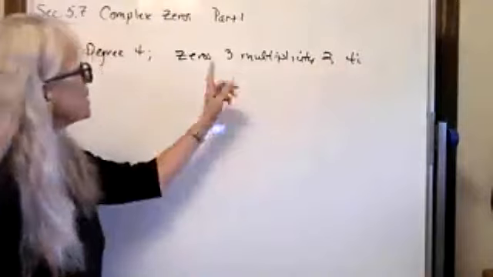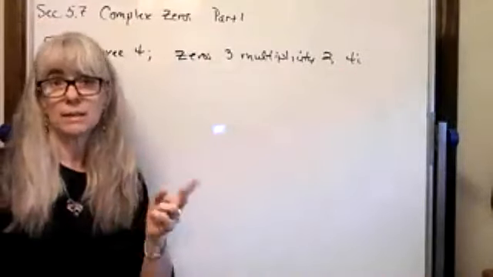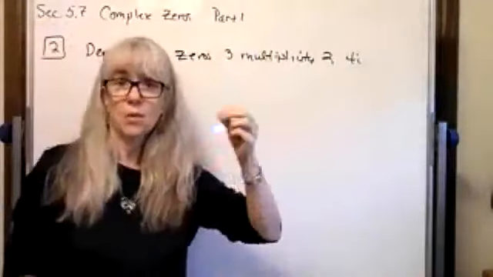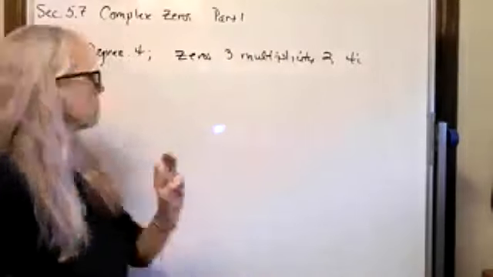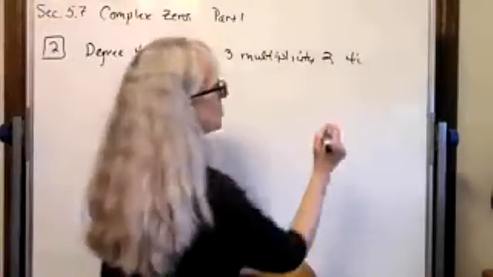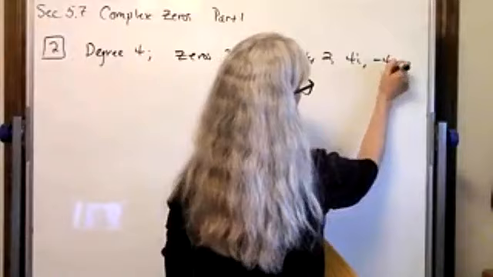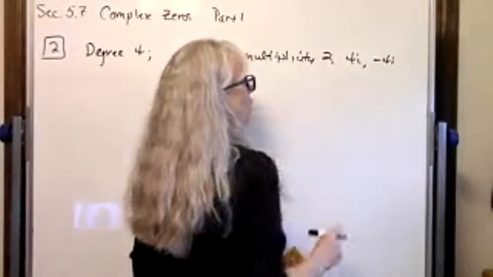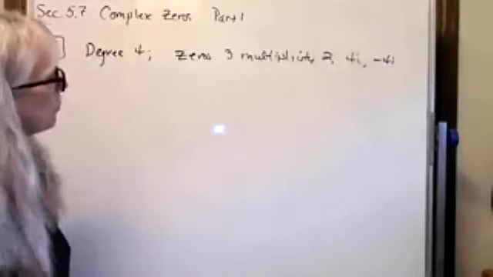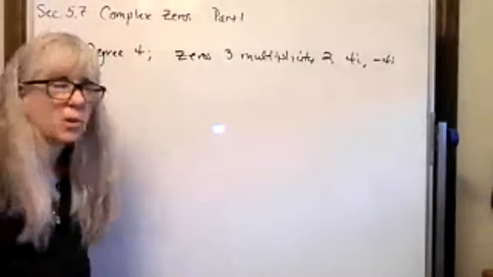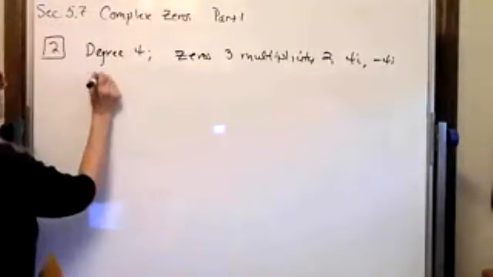Well, that means 3 appears twice. So that's 2 of my zeros. I have 4i, which is another one of my zeros. So they gave me 3 zeros, but I know I need 4 of them all together. So the one that is missing is the negative 4i. That's the conjugate pair to the positive 4i. Well, now they're actually asking me to write the polynomial. So we're going to take those zeros and put them in factors.